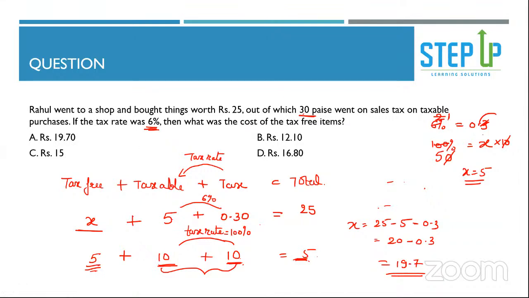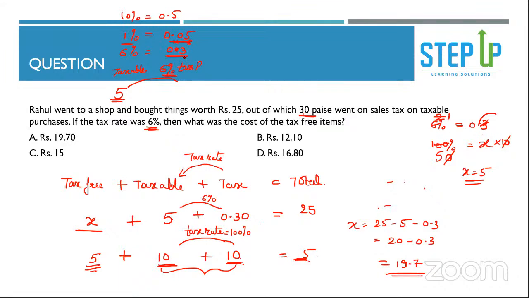What is the value of tax? See, if I bought something worth 5 rupees which is taxable, and you have to calculate 6% tax on that, what is 6% of 5? 1% of 5 is 0.05, because 10% will be 0.5 rupees. So 6% will be 0.05 into 6, which gives you 0.3.